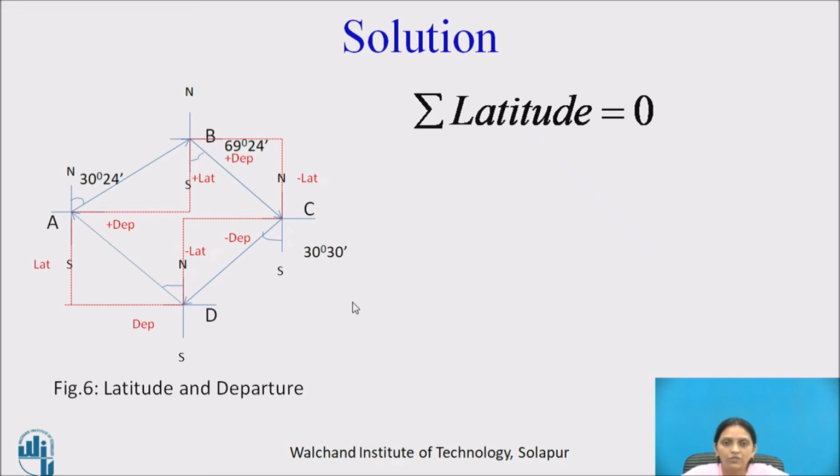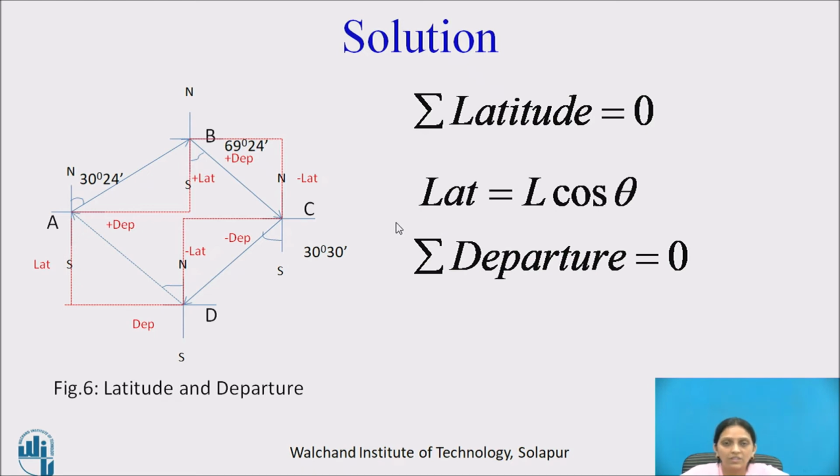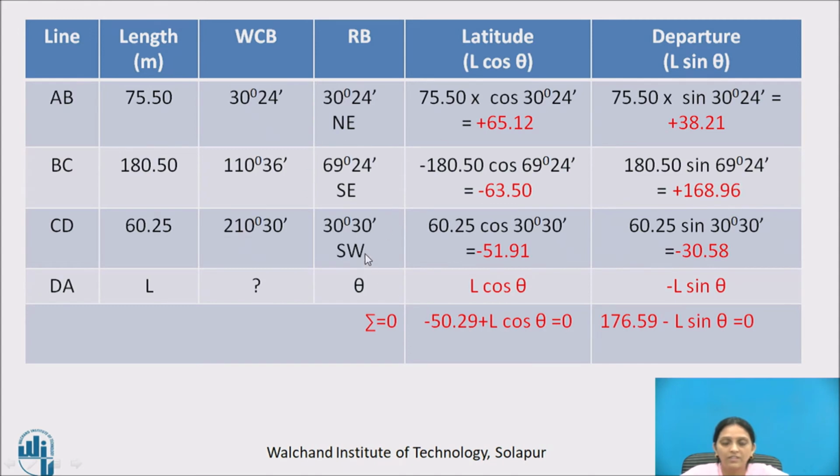The summation of latitude must be zero, because we started from A and end at point A, vertically as well as horizontally. So the summation of latitude must be zero and the summation of departure also must be zero. And we know that latitude is L cos theta and departure is L sin theta. So we will calculate all the latitudes and departures of the lines in tabular form. See, this is the calculation. We know the line length and line reduced bearing, so for the calculation of latitude and departure, we will use the reduced bearing.